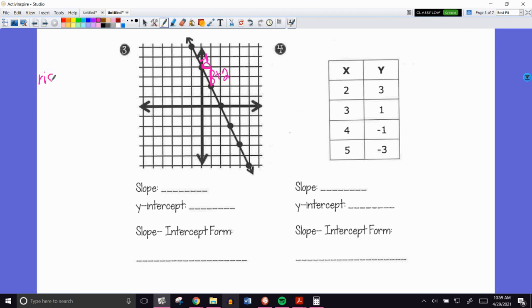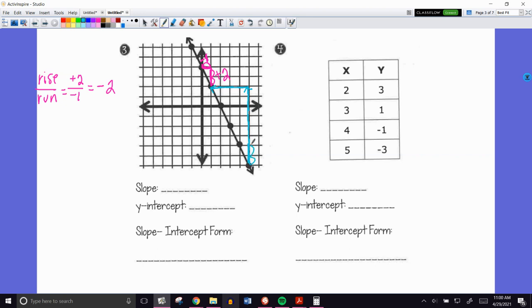So rise over run would be positive 2 over negative 1. And when I simplify that or I divide that out, I will get a negative 2. But I do want to show you that if I were to choose different points and not two that go right in a row, I'm going to make a larger triangle. And I'm going to see if I get the same slope, okay?